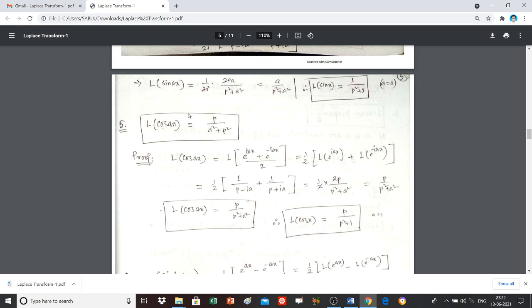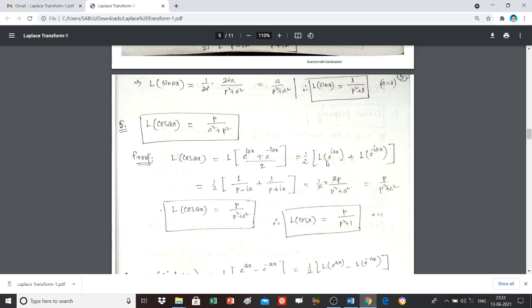So here is that Laplace transform of cos ax is equal to p by p square plus a square. Now we are here to compute it. So Laplace transform of cos ax, that is Laplace transform of (e to the iax plus e to the minus iax) by 2. You know this formula, and cos ax can be written in this fashion. So that is equal to half Laplace transform of e to the iax plus Laplace transform of e to the minus iax.